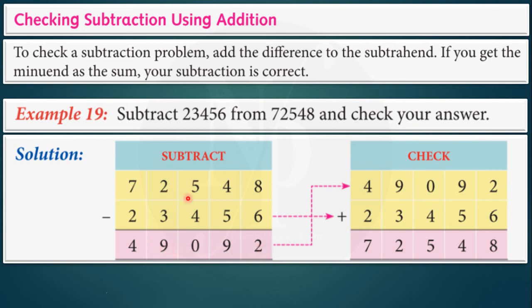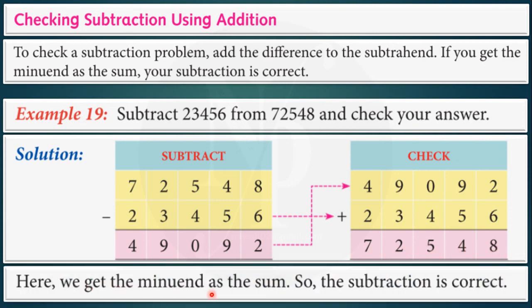That is, the answer you got on subtracting, and the subtrahend, the second number in this subtraction, you have to add these two. The sum you get on adding should be exactly the same as the minuend, the first number in the subtraction, which you call the minuend. So here also you have 72,548. Here we got 72,548. So here we get the minuend as the sum, so the subtraction is correct. This is how subtraction can be verified using addition.